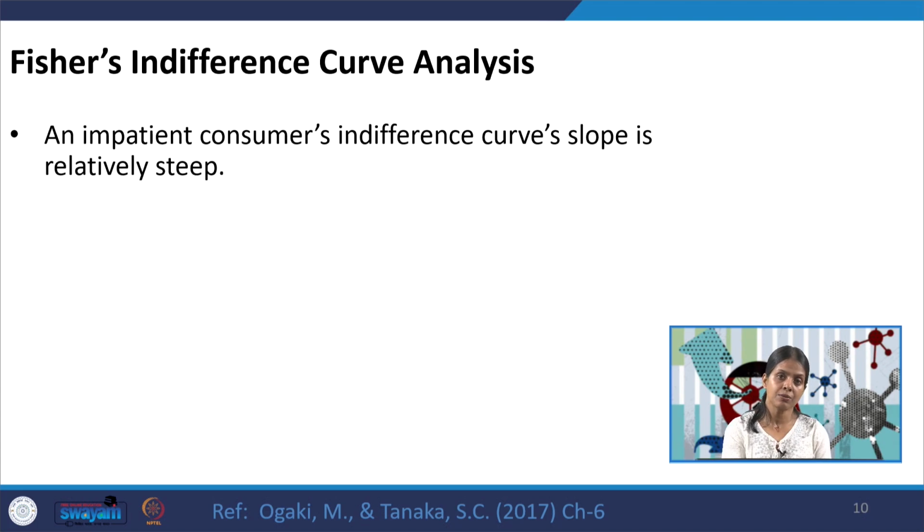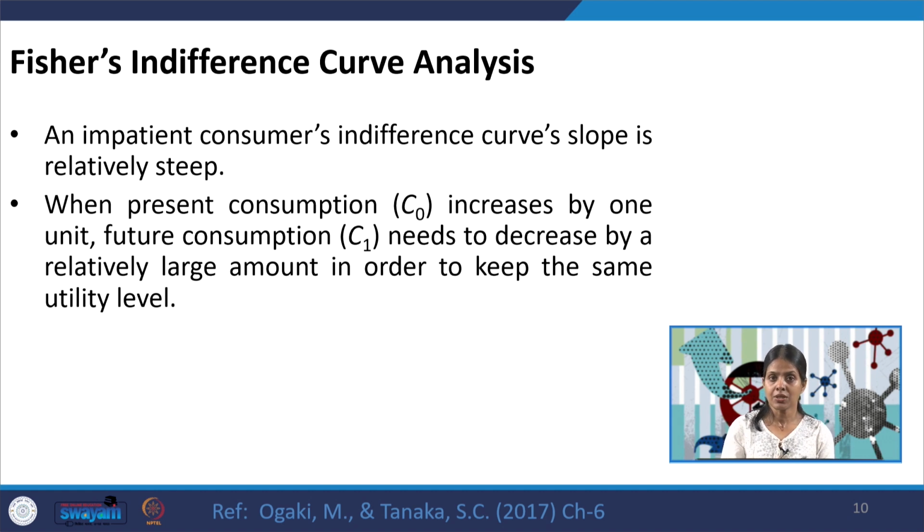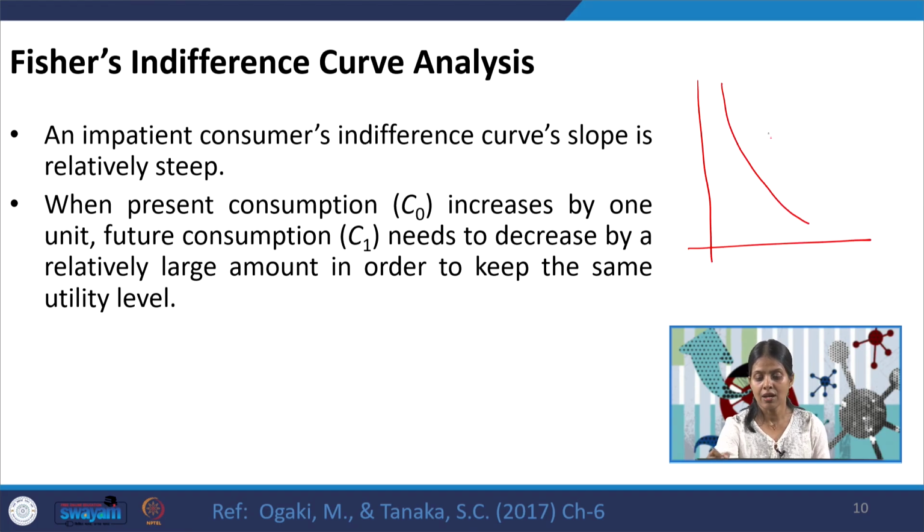An impatient consumer's indifference curve's slope is relatively steep. When the present consumption C0 increases by 1 unit, future consumption needs to decrease by a relatively large amount in order to keep the same utility level. So, let us try to draw it. If these are the indifference curves which we call steep indifference curves, then let us consider any combination like this, C0 1 and C1 1. So, current period consumption, future period consumption.